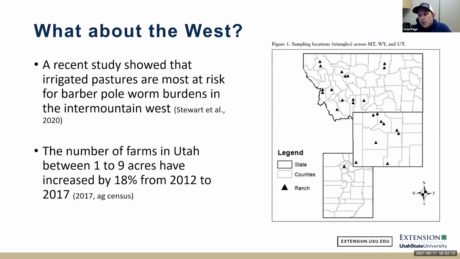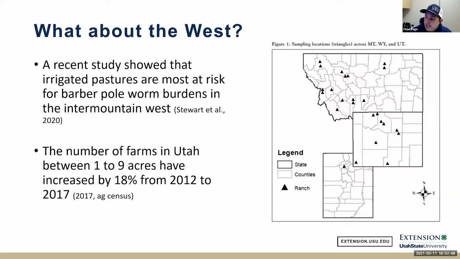But we're in really arid environments, right? So we think, well, these aren't issues for us. A study that came out just last year shows that across the Intermountain West, Montana, Wyoming, and some parts of Utah, and this goes to Arizona too, for farms on irrigated pastures, you can almost guarantee that the barber pole worm will be present. So irrigated pastures are especially susceptible to the barber pole worm.